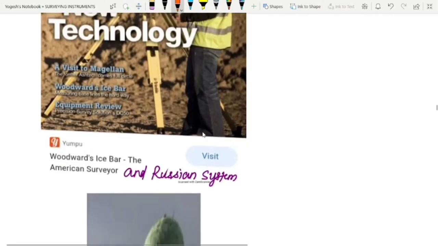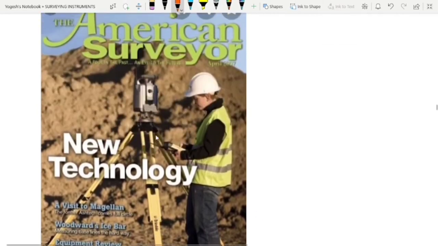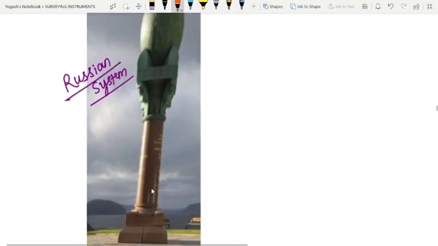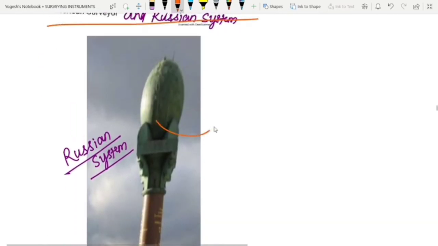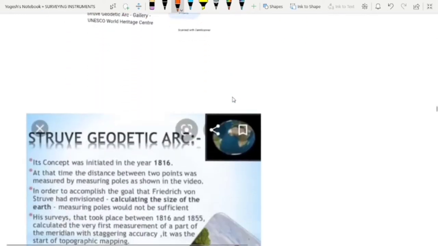This is the American surveyors' system, or the Russian system, the ice bar. This is the ice bar system. This is the Russian system and ice bar is there. This is the ice bar. The ice bar system is generally followed in the American and Russian systems.